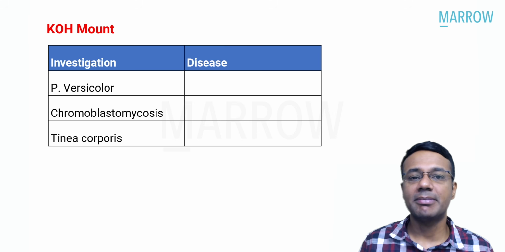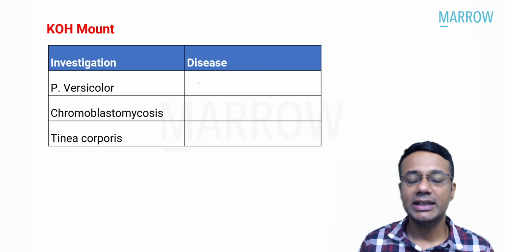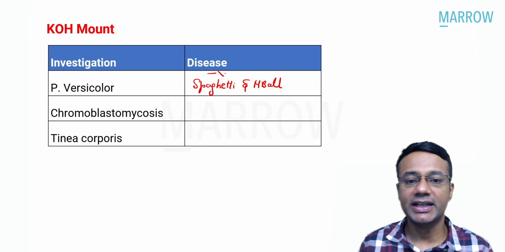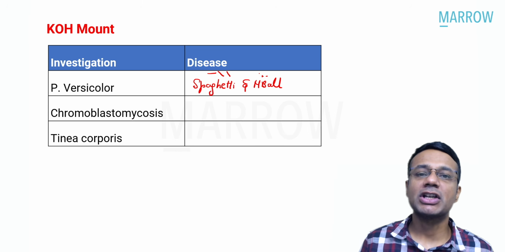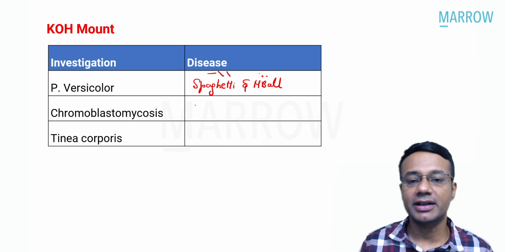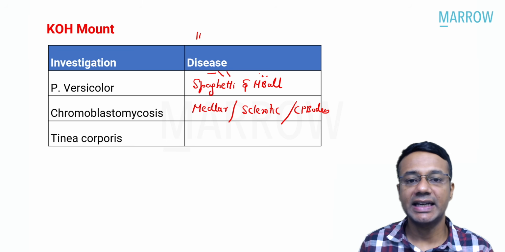Lastly, potassium hydroxide mount. So this is generally used in fungal infections like pityriasis versicolor, wherein we're looking for the characteristic spaghetti and meatball appearance. This is basically the short hyphae, which is compared to spaghetti, and the round spores, which are compared to meatballs. In chromoblastomycosis, which is produced by pigmented fungi, we get brown, round, thick-walled bodies, which are medlar bodies, also known as sclerotic bodies, also known as copper penny bodies. So these are the findings that we see in the various diseases.